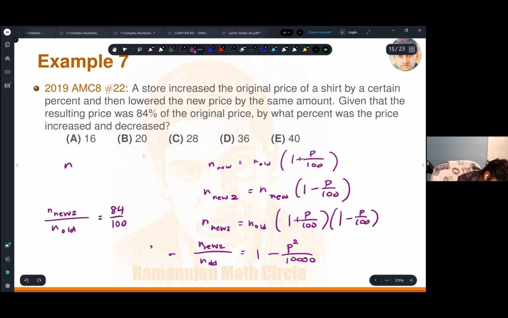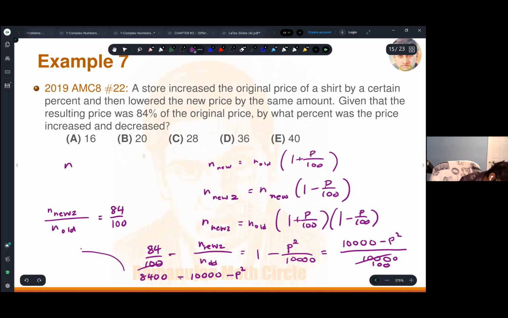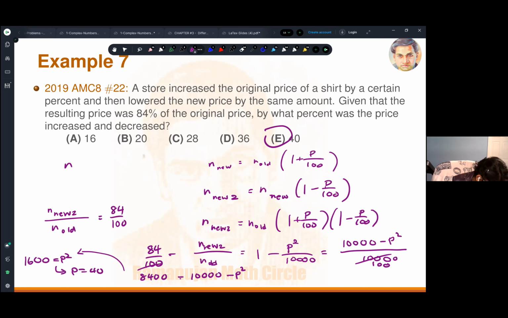So we know that this is 84 over 100, and I want to write this out as 10,000 minus p squared divided by 10,000. So we're going to cancel this, and that's going to become 100. So it's 8400 is equal to 10,000 minus p squared. If you rewrite this, you get 1600 is equal to p squared. So then p is equal to 40. So it's 40%. Seems like a lot. Okay.